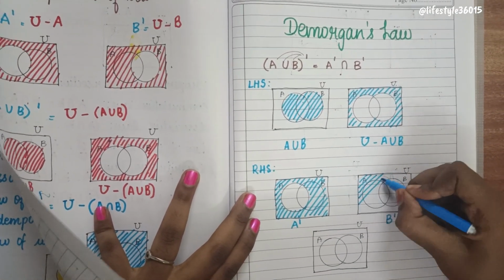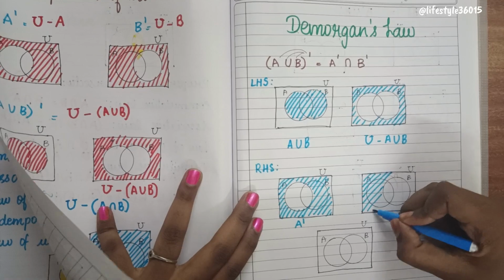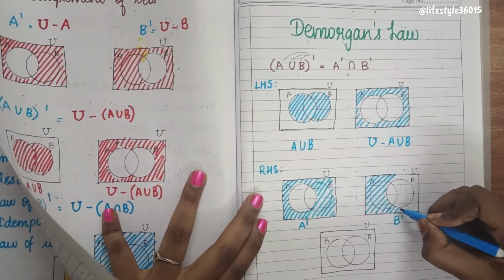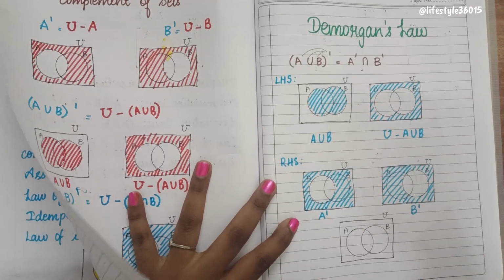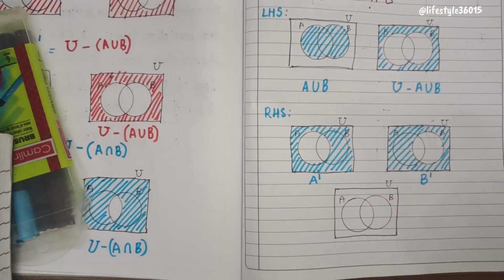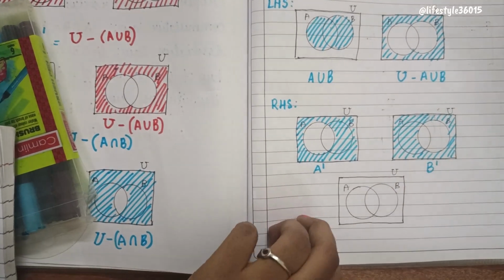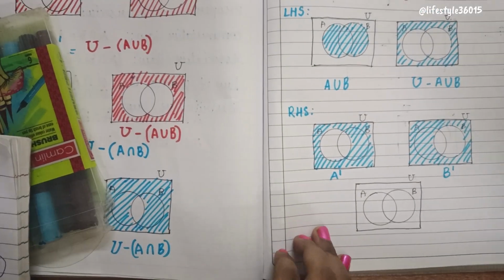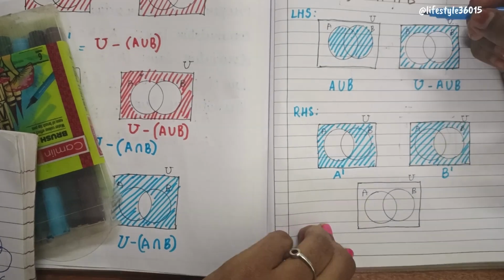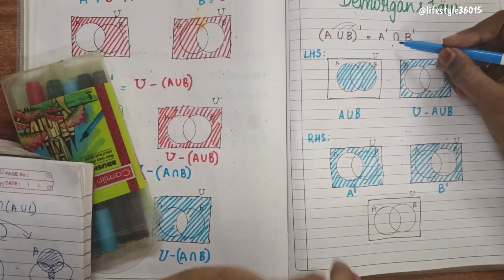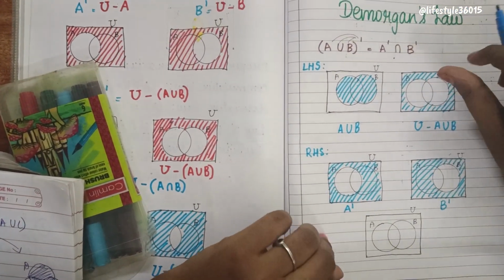Universal set minus set B is B dash, right? So we are not shading the B set. Now they are asking us to intersect both. This is the main point you should note very carefully to perform correctly in your exams. Look at here. We have drawn A dash and B dash. According to the formula, we need to intersect both the Venn diagrams.